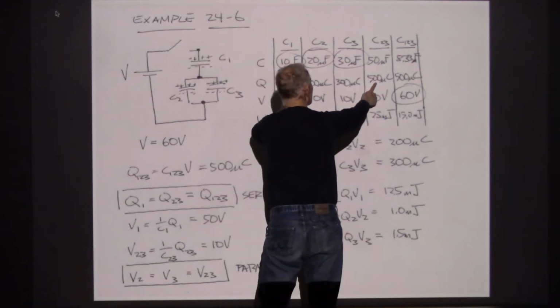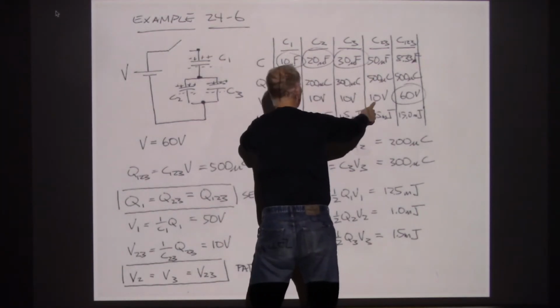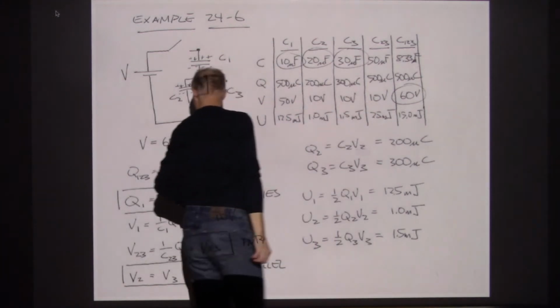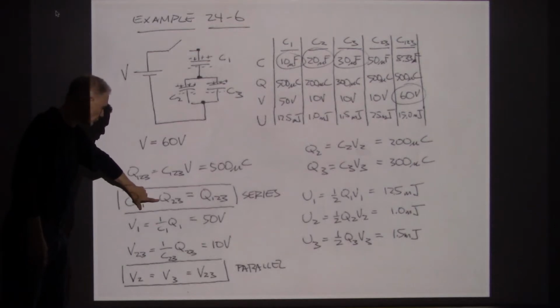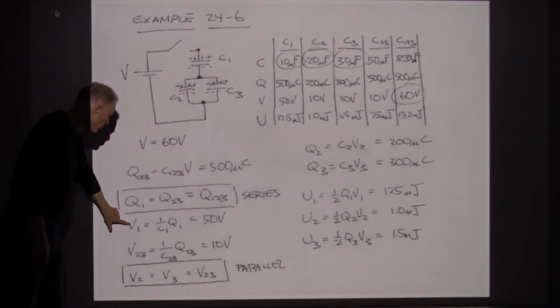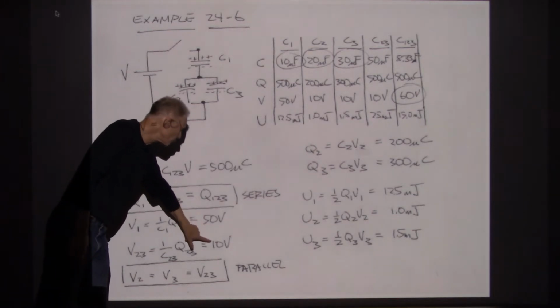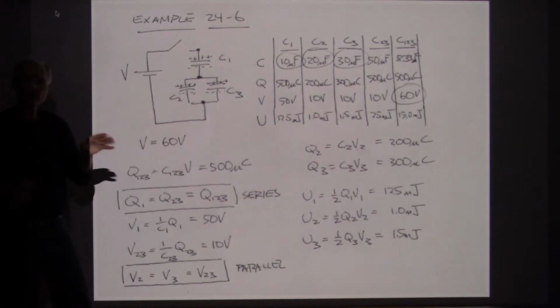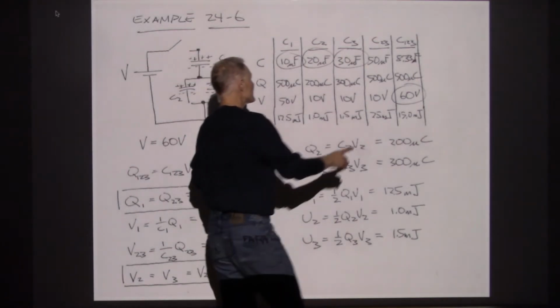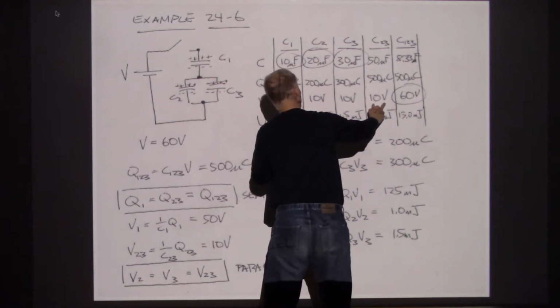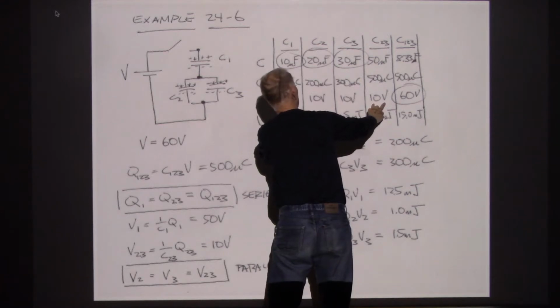Once I have these entered in, then I can get the voltages. So the next step is to say, well, I know what Q1 is now. I know what Q23 is. I can solve for V1 and V23. And that's going to give me 50 volts and 10 volts. So I know how the 60 volts divides up. Now, the 60 volts is dividing into 10 volts here and 50 volts here.